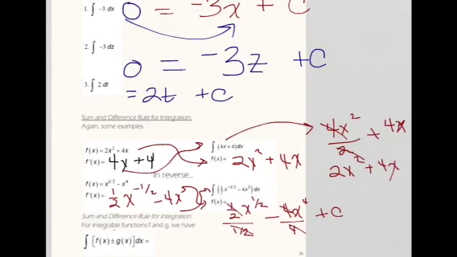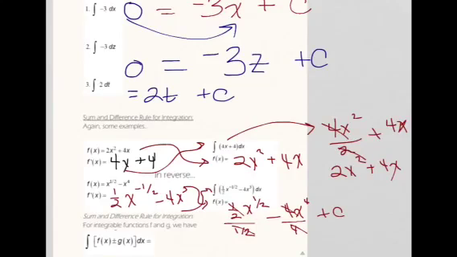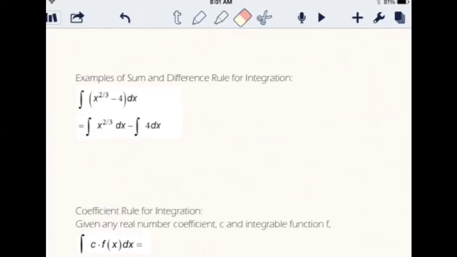So the rule says, if you have the antiderivative of f of x plus or minus g of x, you can literally just find their antiderivatives independently of one another, plus or minus. I keep not doing that right. It's not letting me write the minus in. Anyway, moving on to the next page.